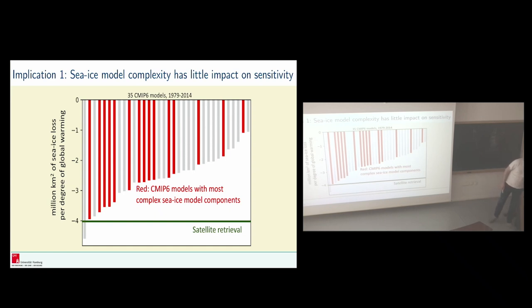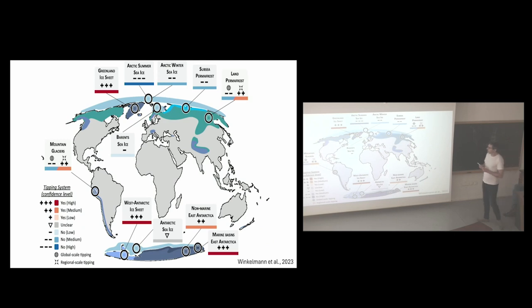And so what we did recently was to put together a report on global tipping points, with Ricarda Winkelmann leading this exercise. And what we concluded, these minuses here, tipping system confidence level: very, very certain that Arctic summer sea ice doesn't have a tipping point. Probably also not Arctic winter sea ice. Probably, maybe not Barents sea ice.